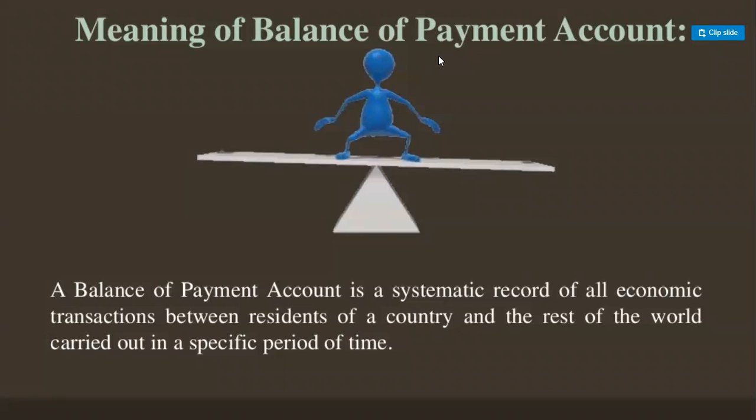Already we have discussed who the residents are in unit number 1, chapter number 2. Now, what is an economic transaction? The BOP is a summary statement in which all the economic transactions between residents and the rest of the world are recorded. Economic transactions refer to those transactions which involve the transfer of title or ownership of goods, services, money and assets.